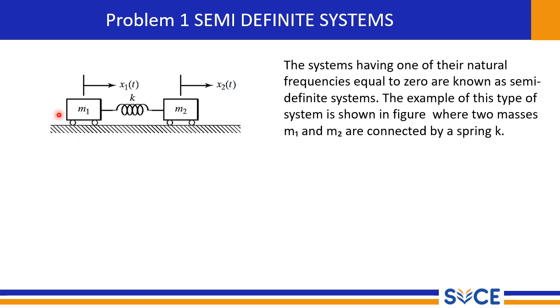Imagine pushing both the masses together. They would move as a single unit without any internal spring deformation. Let's explore this concept in more detail as we work through the problem. Understanding this kind of semi-definite system is crucial in many engineering applications, particularly when dealing with unconstrained or lightly constrained structures. Let's see how we can determine the natural frequency for this kind of fascinating system.